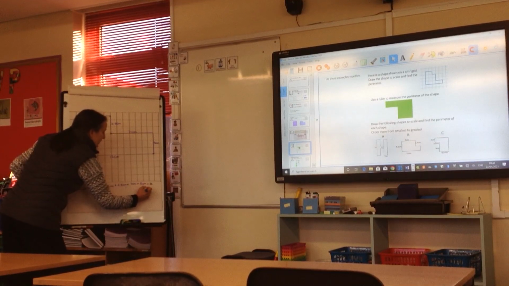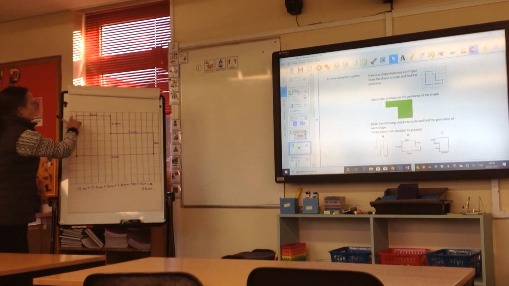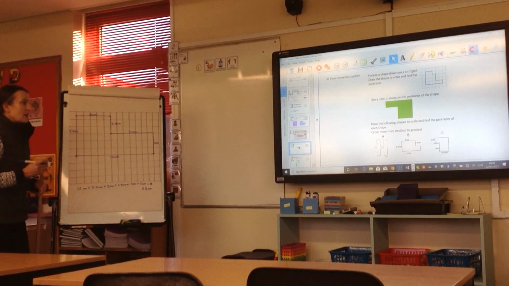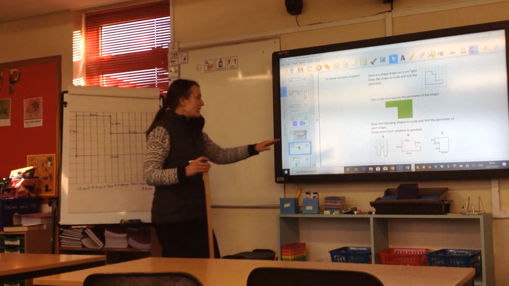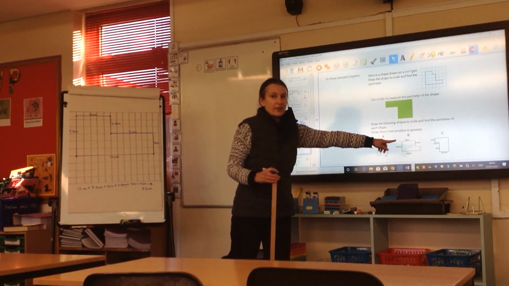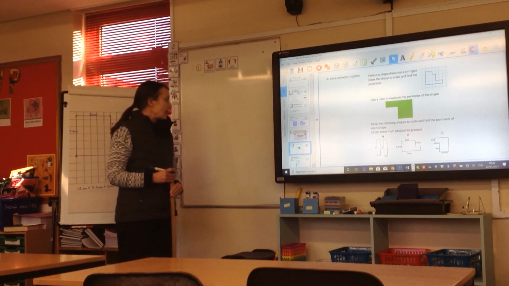So 35 centimetres. Okay, that's a distance all the way around, our perimeter. Your job is then to have a go at practising A and C, and then you can put them in order from the shortest to the longest.